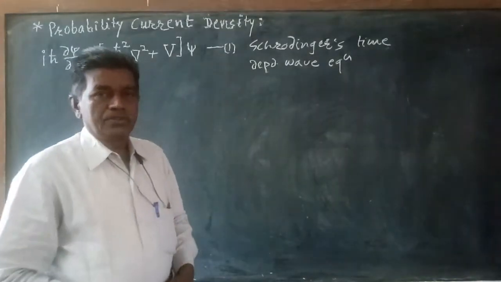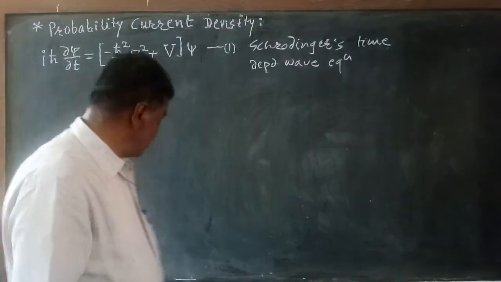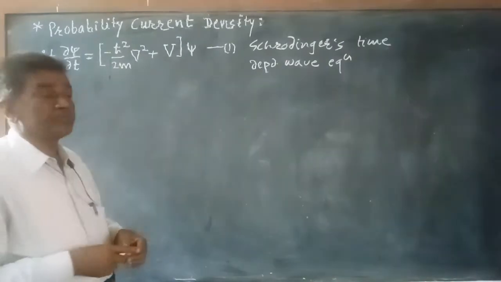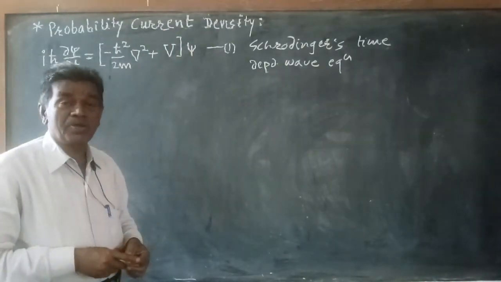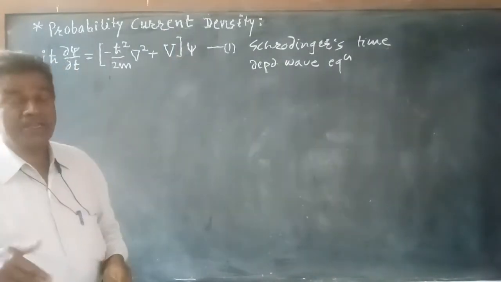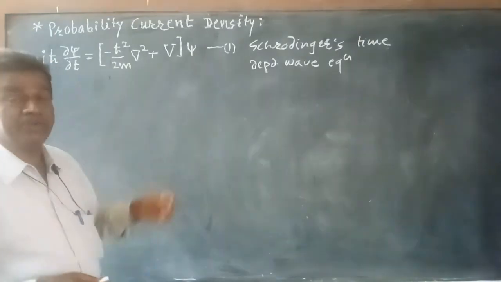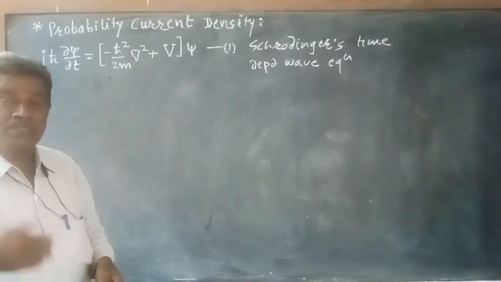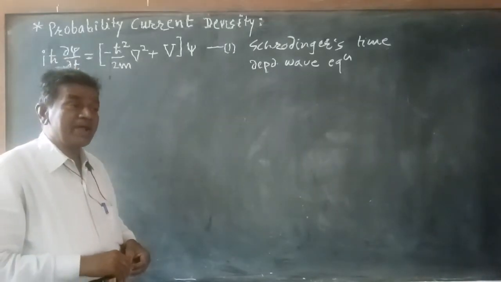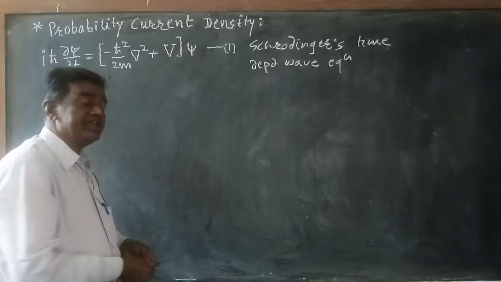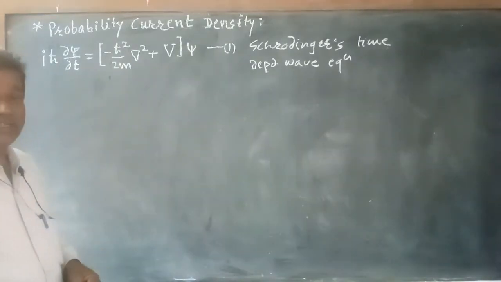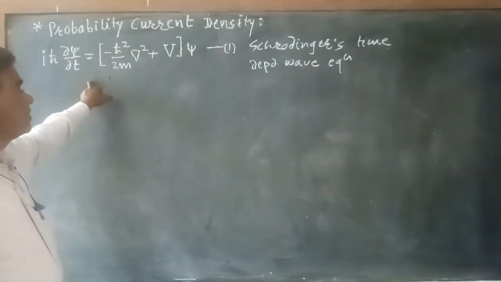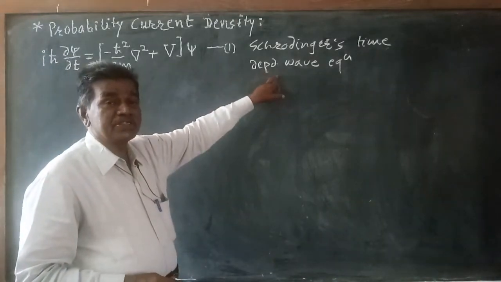Hi friends, today we are going to learn about the probability current density. The meaning of the probability current density we are getting at the end of the derivation. The initial part of the derivation is the mathematical treatment, and after that we are getting the meaning of probability current density. Now we will start with the Schrodinger's time dependent wave equation.